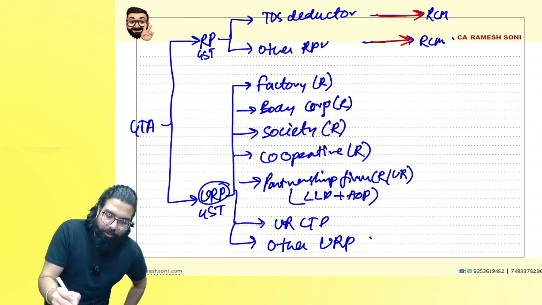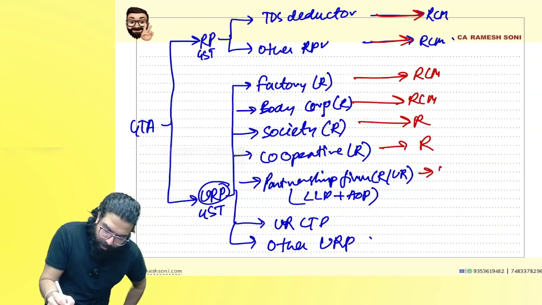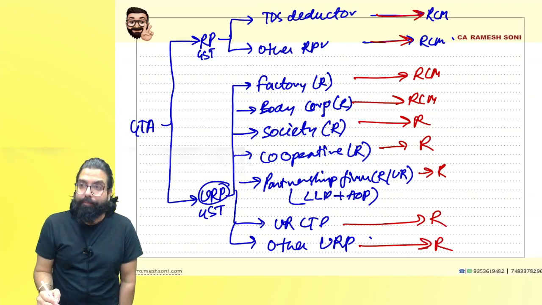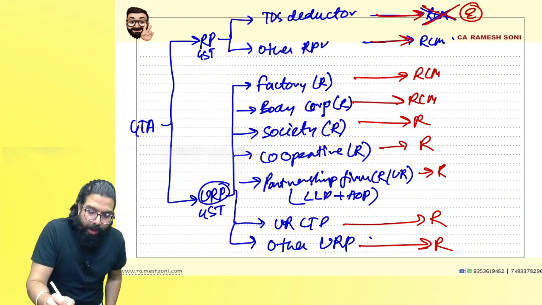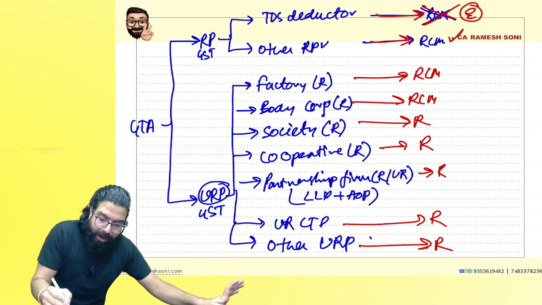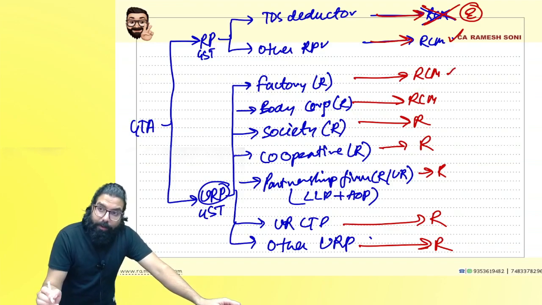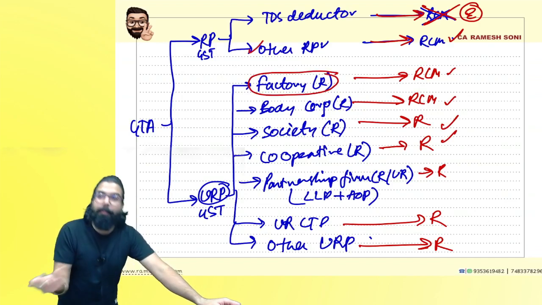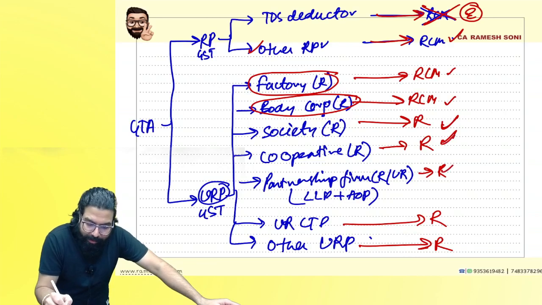Remember, here also RCM, the government told. But then the government went ahead and gave some exemption. This one is exempted, this one is RCM. Any registered person in GST receiving GTA service has to pay GST under RCM at the rate of 5%. RCM is always 5%. Sir, factory, if it is registered under GST, it will come in the second point. Are we clear, everyone? Body corporate, society, cooperative society, RCM.